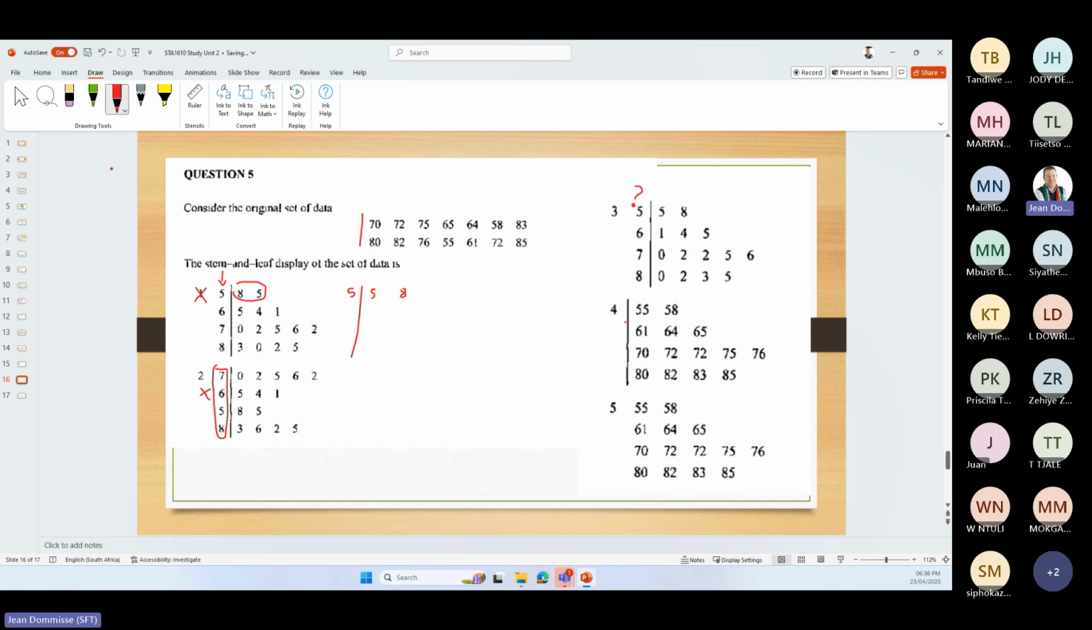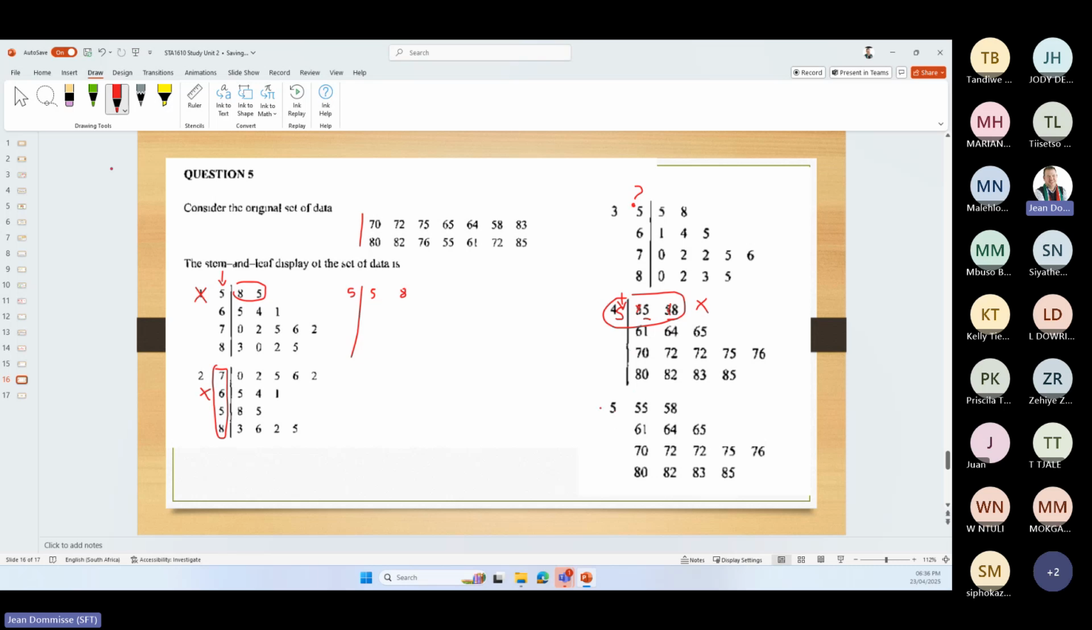Then option 4. Okay, if you look at it, there's no stem. It's only giving me leaves inside of it. So that's not going to work. It should have been 5. And then that 5 and that 5 should have been taken away. So that is what is wrong with option 4.